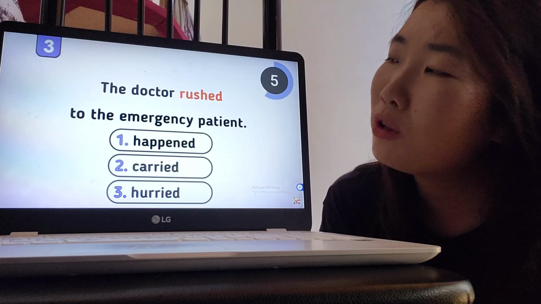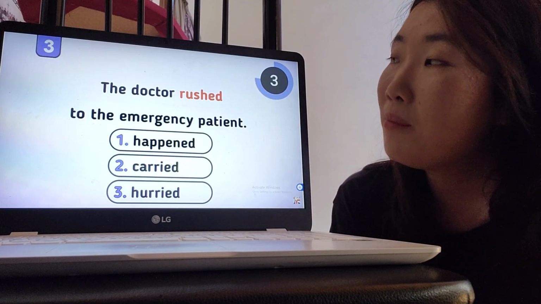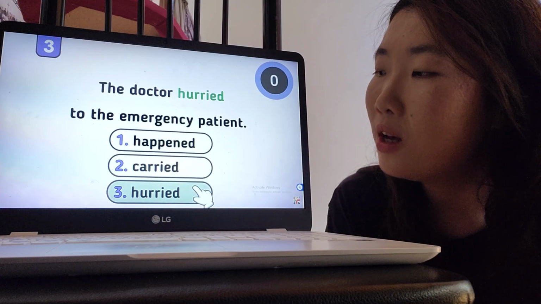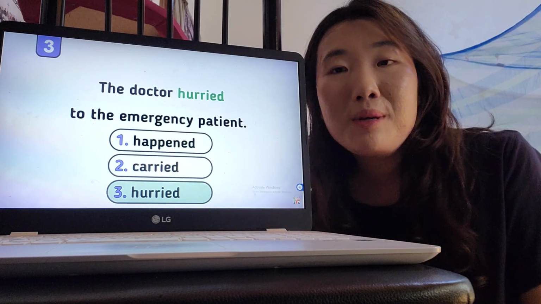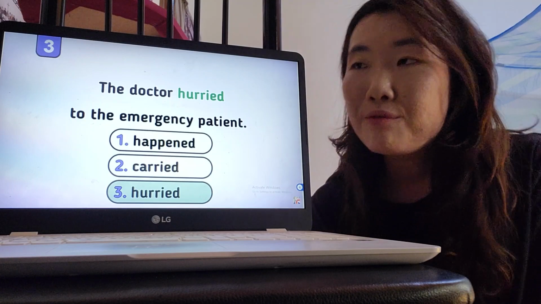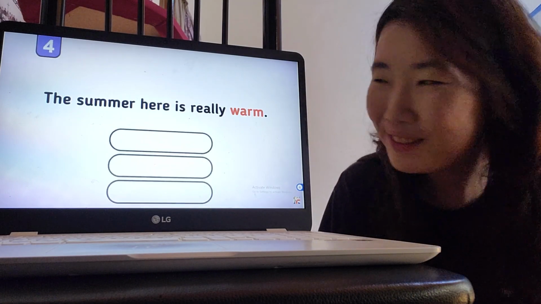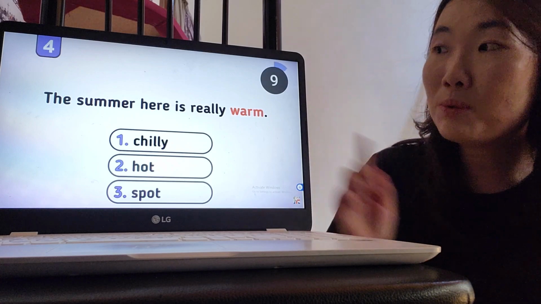All right, so we have the rushed. What is a synonym for rush? The answer is number 3, which means hurried, right? Rushed means like you're in a hurry. Yeah, like at rush hour, for example. Okay, the last one. Let's do this together.